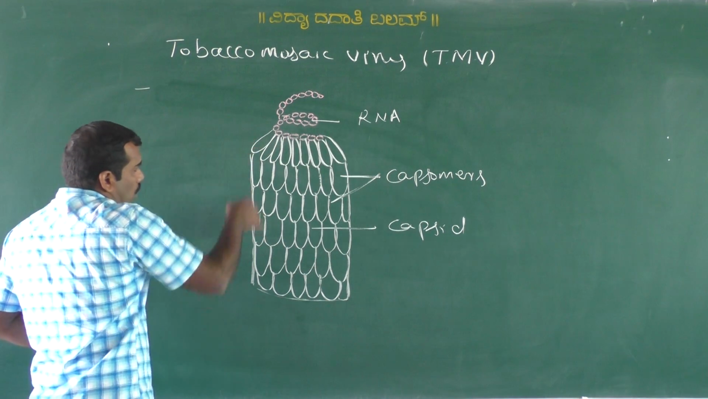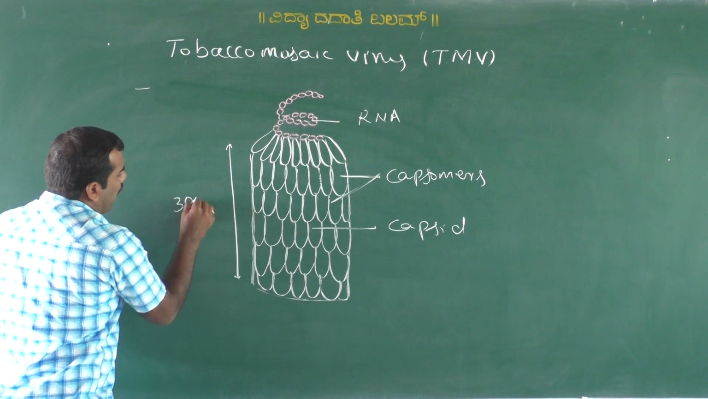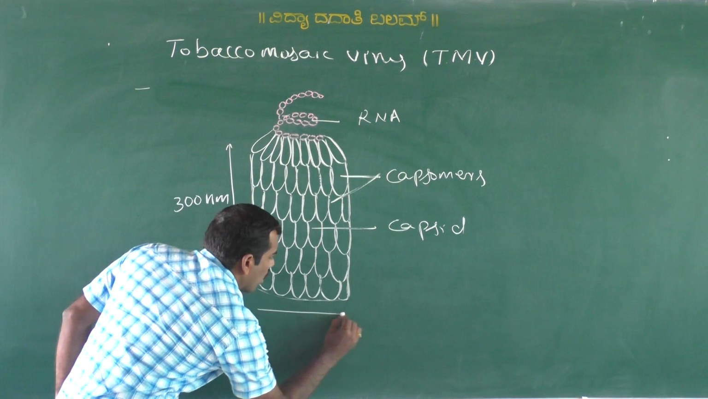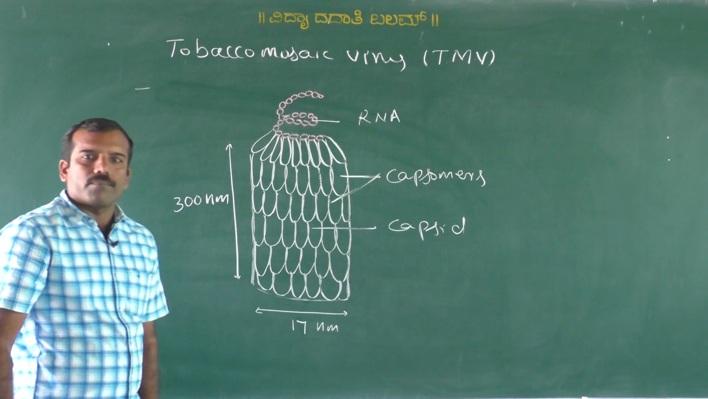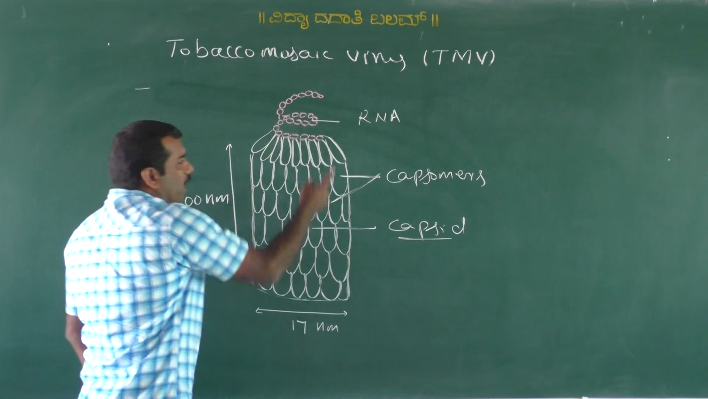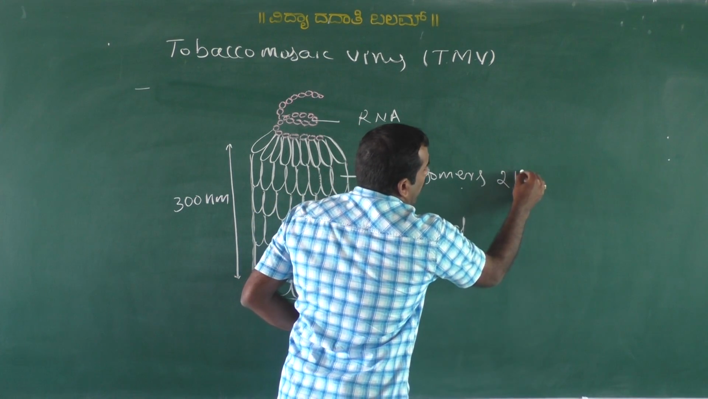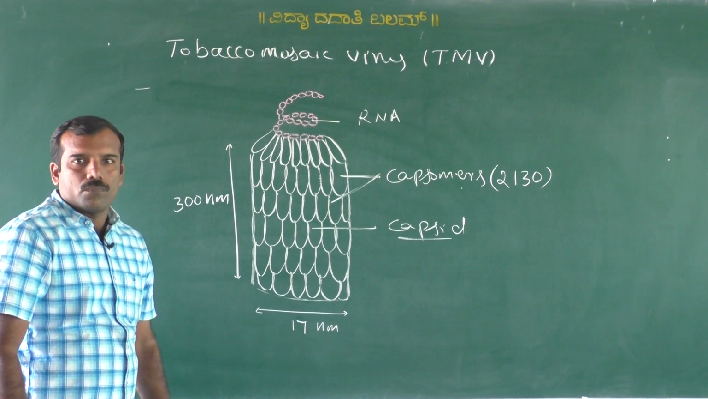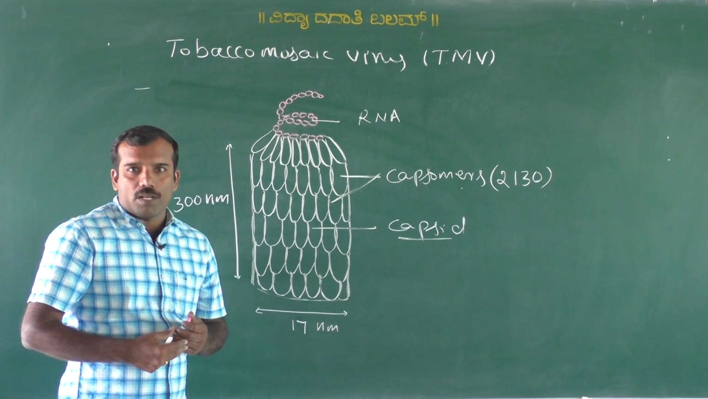The length of this tobacco mosaic virus is about 300 nanometer. The diameter of this tobacco mosaic virus is about 17 nanometer. Is it clear? Then this protein coat called capsid consists of capsomers. Around 2130 capsomers are present in the capsid.